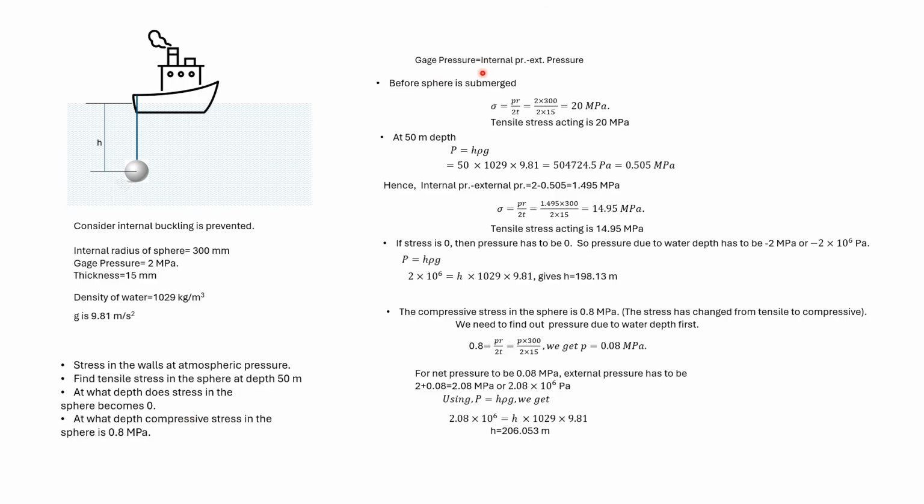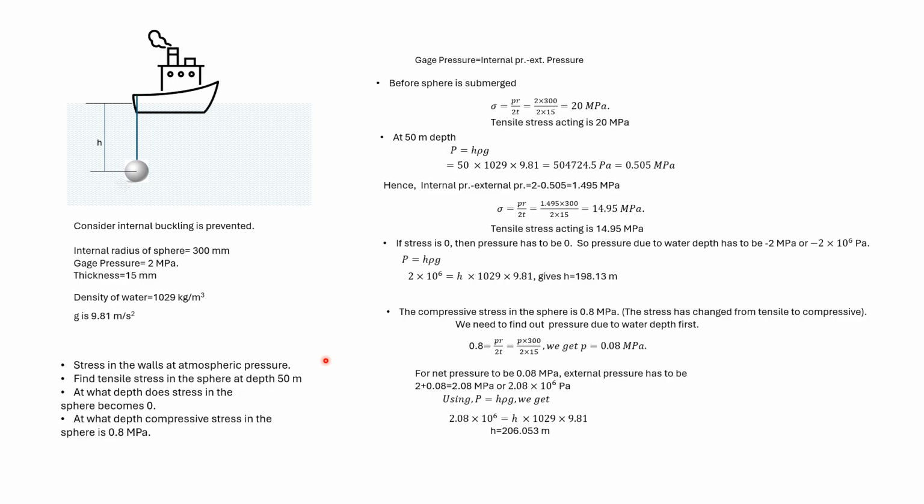Now gauge pressure is internal pressure minus external pressure. Here gauge pressure is 2 MPa and atmospheric pressure is about 0.1 MPa. So in air we'll have the internal pressure as 2.1 and the external pressure as 0.1. So before the sphere is submerged, using PR by 2T, where P is the gauge pressure, we get the stress as 20 MPa. This stress is tensile stress.